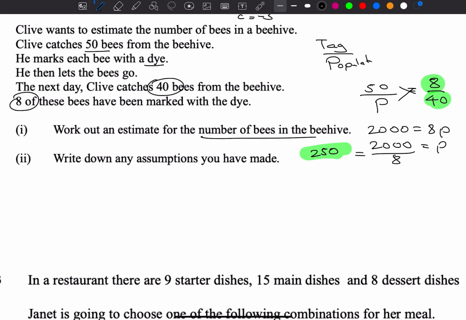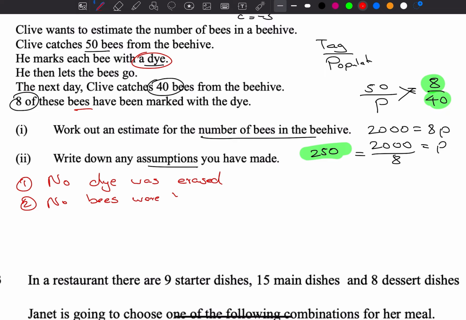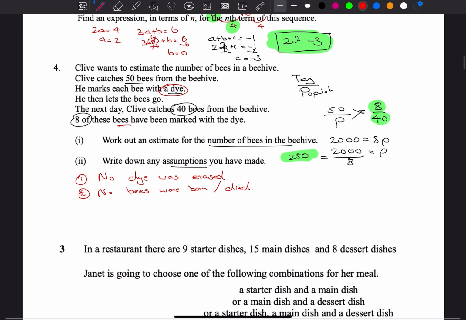Okay, then write down any assumption. The assumption would be no dye, because they did it with dye. If it was tagged, no tag fell off. Because it's a dye, you just write no dye was erased. You could say that, or you could say no, what was it? What animal was it? Bees. Okay, no bees were born or died. Okay, literally all the bees, the number of bees stayed the same.